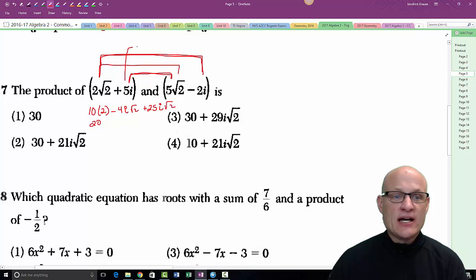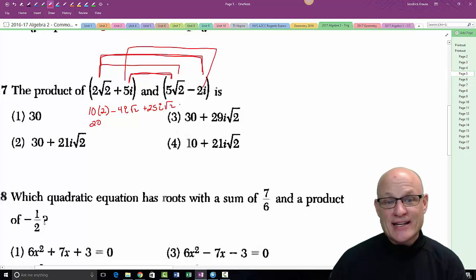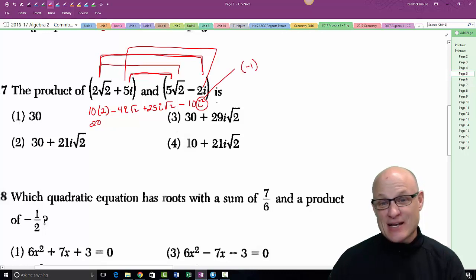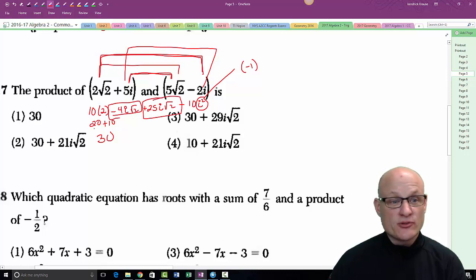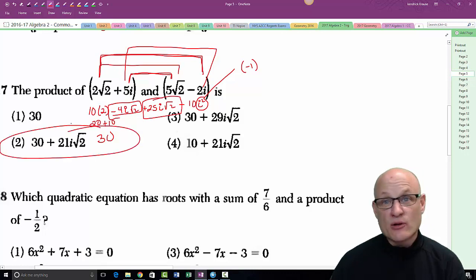And finally, 5i times negative 2i is negative 10i squared. Well, the thing you have to remember about i squared is that's really a negative 1. So negative 10 times negative 1 is really a positive 10. So I've got plus 10, so that's 30. And then negative 4i square roots of 2 plus 25i square roots of 2 is 21i square roots of 2.